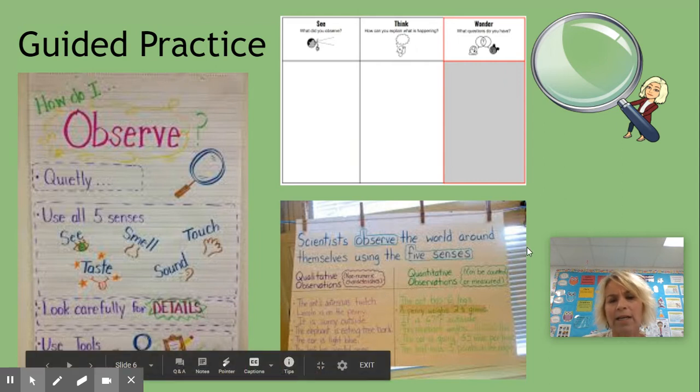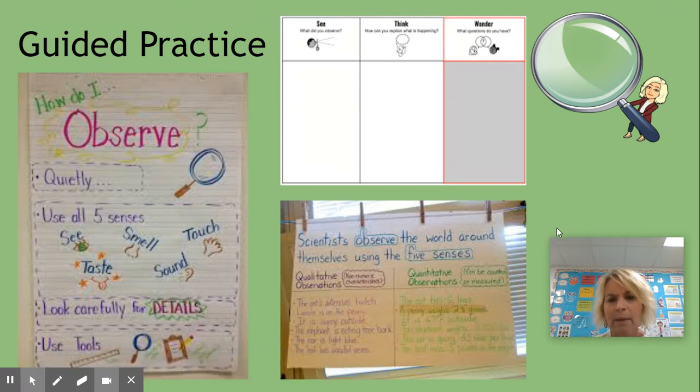Sometimes our observations are qualitative. They do not involve a number. They might just involve a description. Or they're quantitative. That's when we measure something or we count something. When we wonder, we see. When we look at something, we think about it, and that causes some wonder for us. And that's how scientists work every single day.